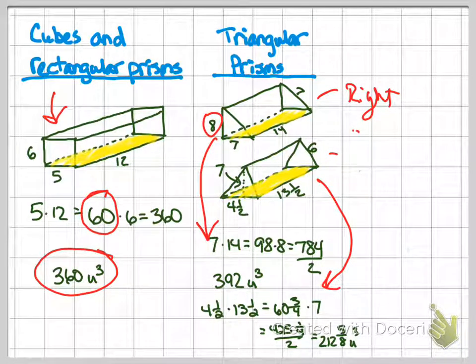The bottom one, the process is the same. The bottom is 4.5 times 13.5, which is 60 3/4. The height is 7, not 6. 6 is the length of that slant. In volume, you don't even need that number, but for surface area, you would. So then you would multiply 60 3/4 times 7, and then divide that number by 2, or multiply that number by 1/2, giving you a final answer of 212 5/8 units cubed.